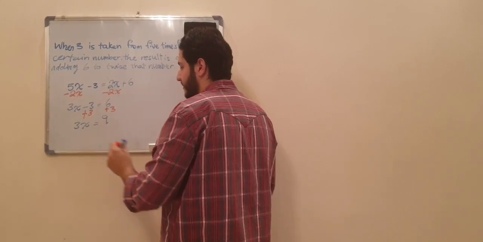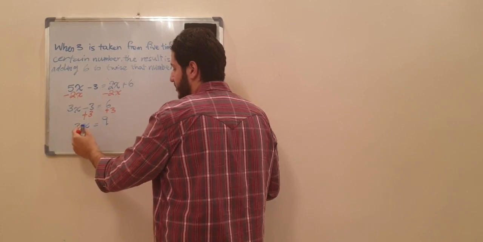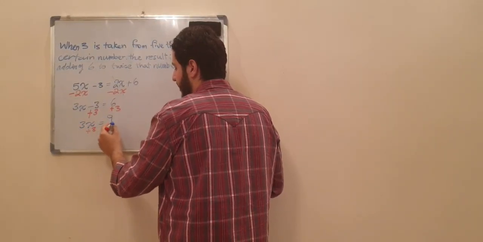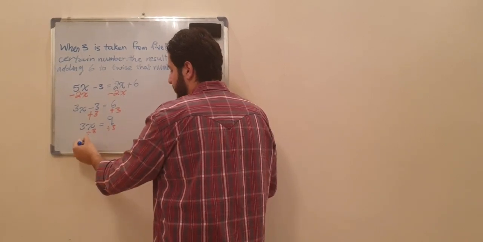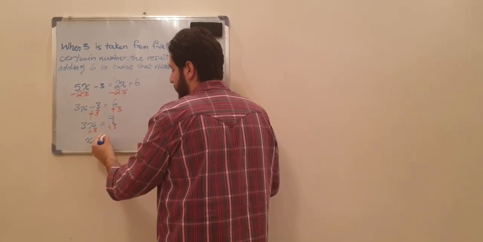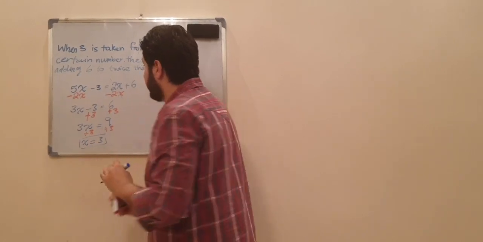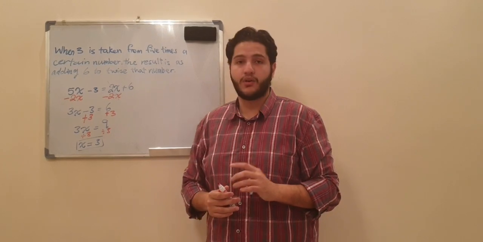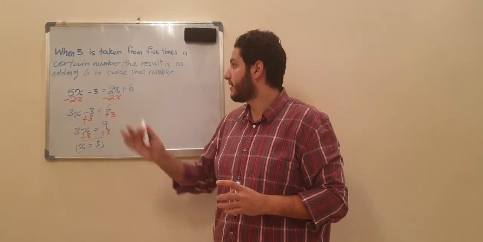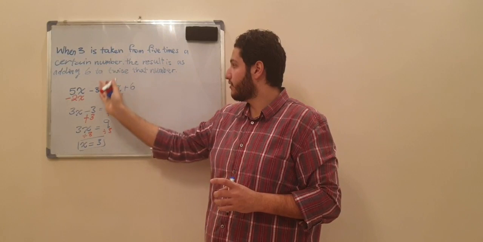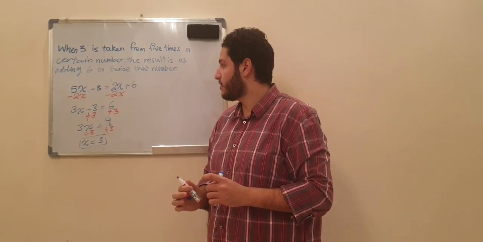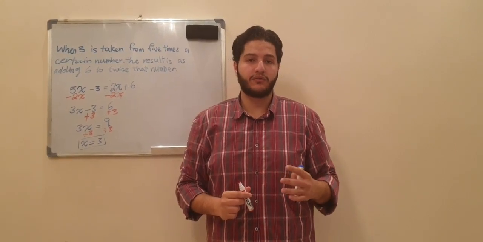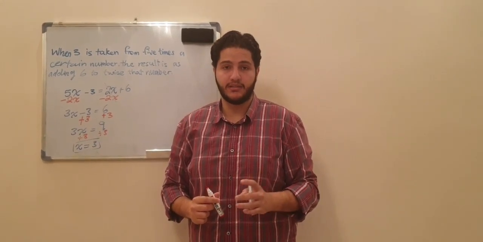The last step is to divide by the coefficient of the variable. So we're going to divide by 3 on both sides of the equation, and you will have the result as x equals 3. And this is how you are going to solve these kinds of equations or exercises when you have a verbal statement. You're going to first break it into a mathematical equation and then look at the equation and solve it just like you learned from the previous lessons.